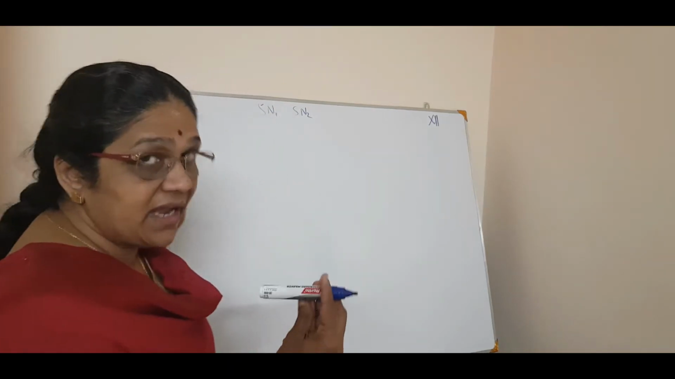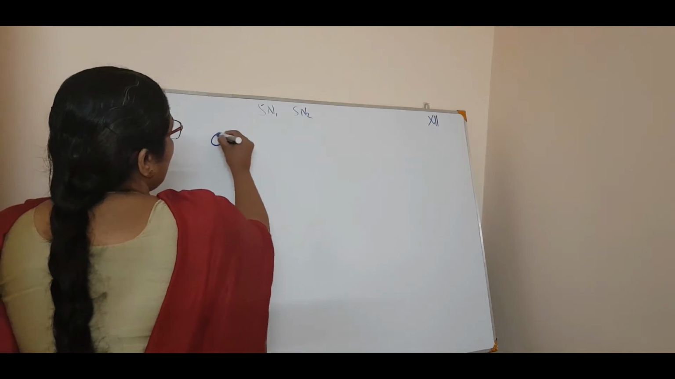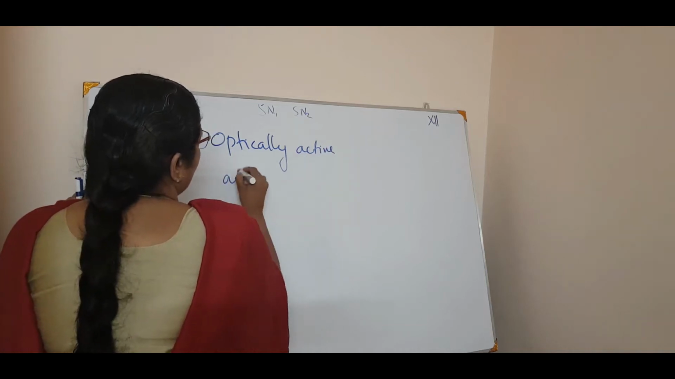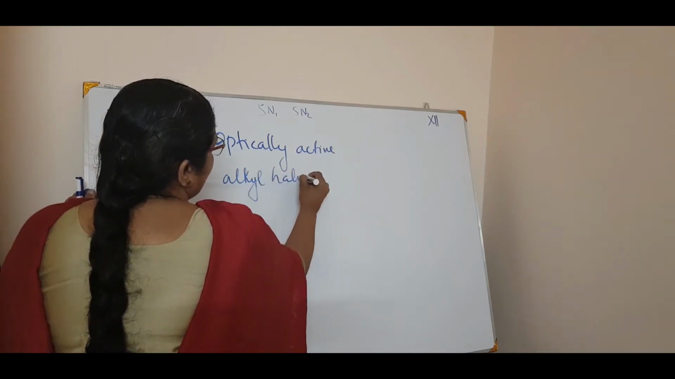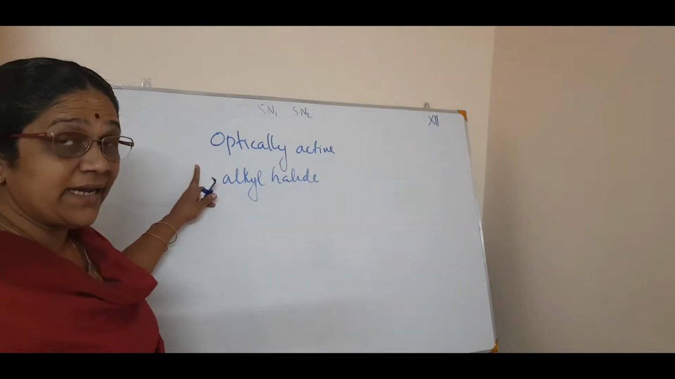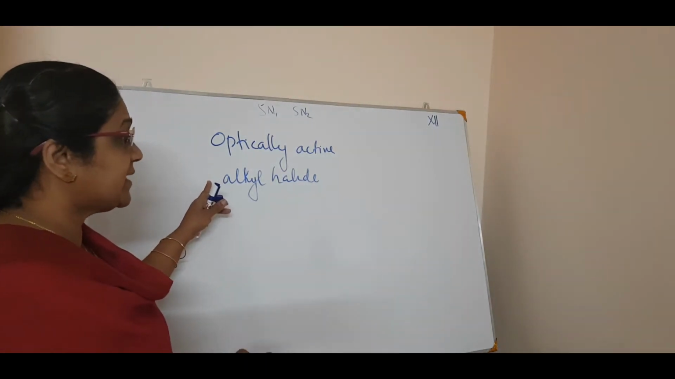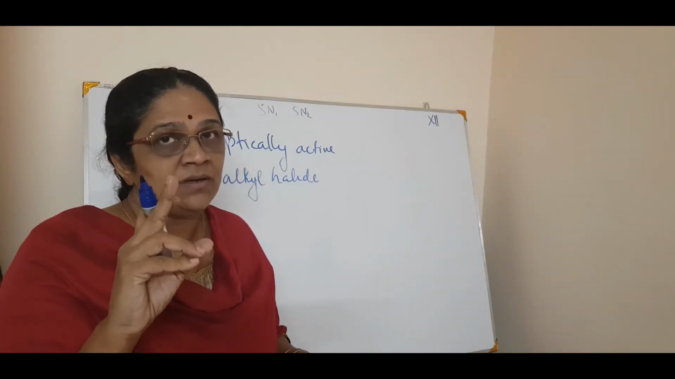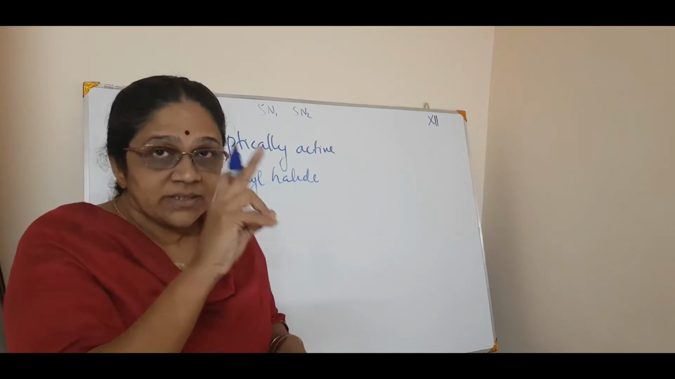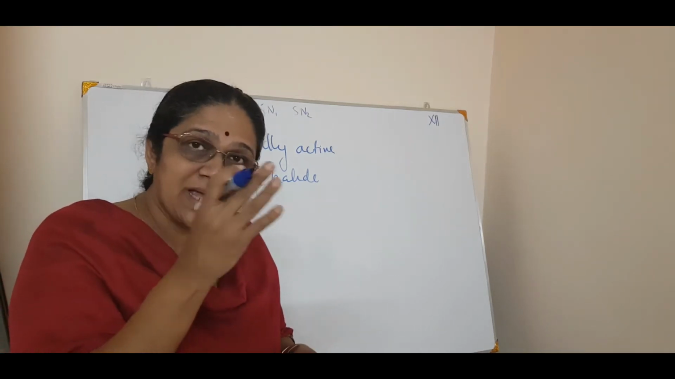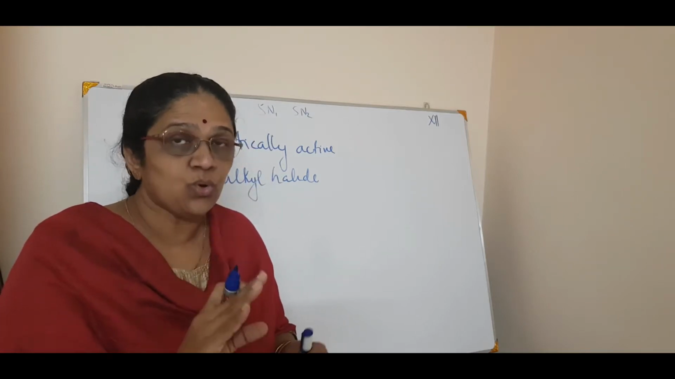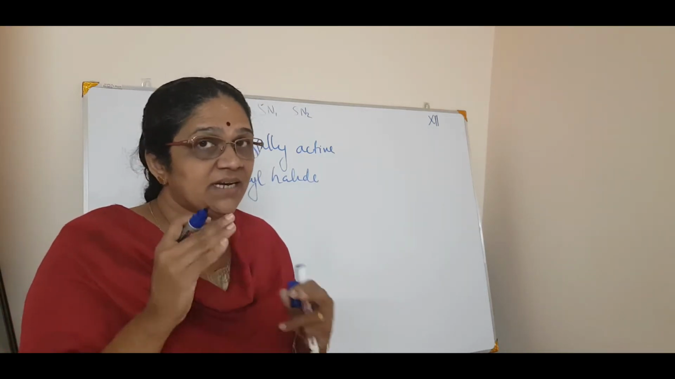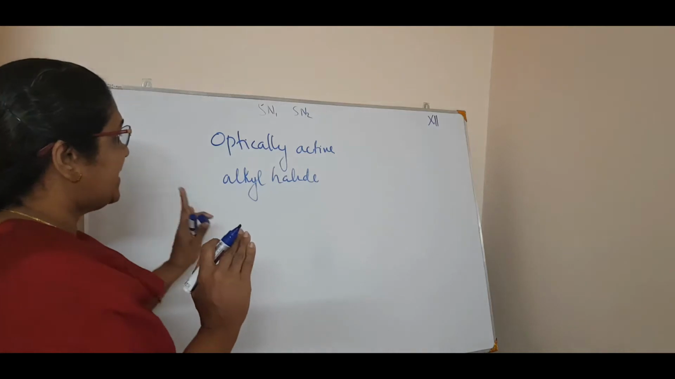So generally again we can say that an optically active alkyl halide, what does it mean? It means there must be an asymmetric carbon atom in which all the four groups attached to that carbon atom are different, and its mirror image is non-superimposable on the other. That we have studied in detail. So that is an optically active alkyl halide.